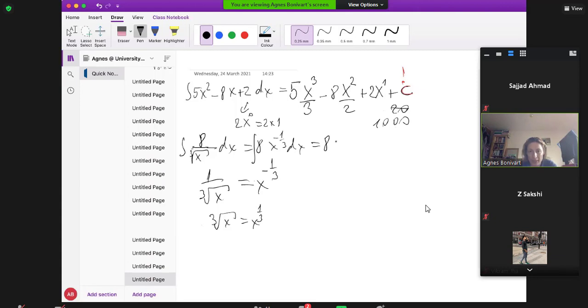So we have 8 times X to the what power? If it increases by 1? 2 by 3. But then at the same time, we have to divide by 2 by 3. So it's 3 over 2. Yes. And plus the constant.